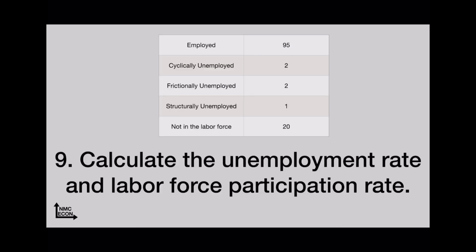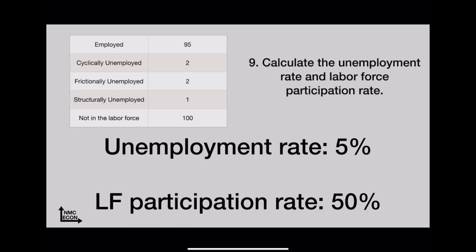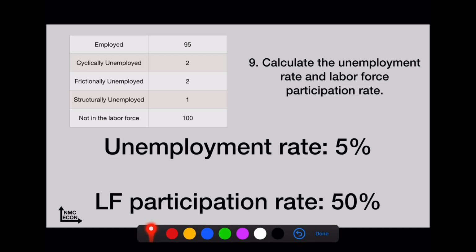Okay, don't get distracted here. Keep it simple. Unemployment rate is just the percentage of people in the labor force who don't have a job. So all we want to concern ourselves with now for the unemployment rate is the people that are employed and the people who are unemployed, that's 2, 2, and 1. So our total amount of people in the labor force is 100, and 95 of that 100 have a job. That's a 95% employment rate or a 5% unemployment rate.